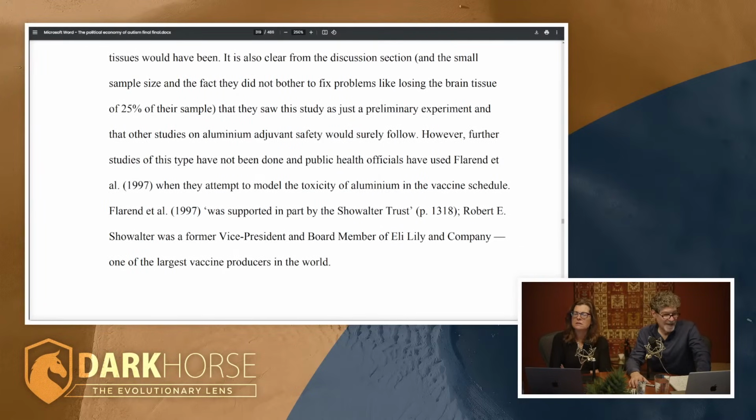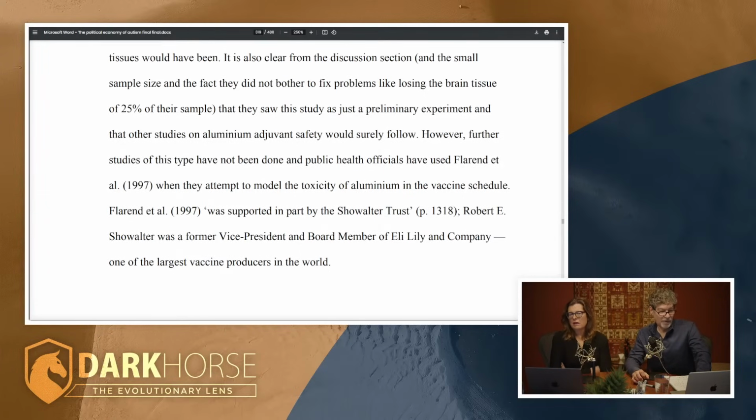Yeah. It's also clear from the discussion section, the small sample size, and the fact that they did not bother to fix problems like losing the brain tissue of 25% of their sample, that they saw this study as just a preliminary experiment, and that other studies on aluminum adjuvant safety would surely follow. However, further studies of this type have not been done, and public health officials have used Flarin et al. when they attempt to model the toxicity of aluminum in the vaccine schedule.